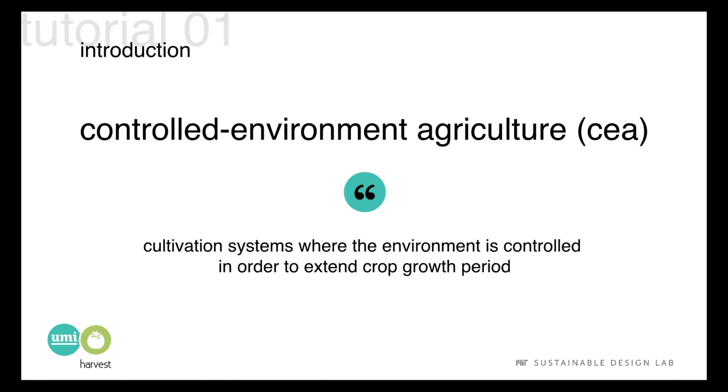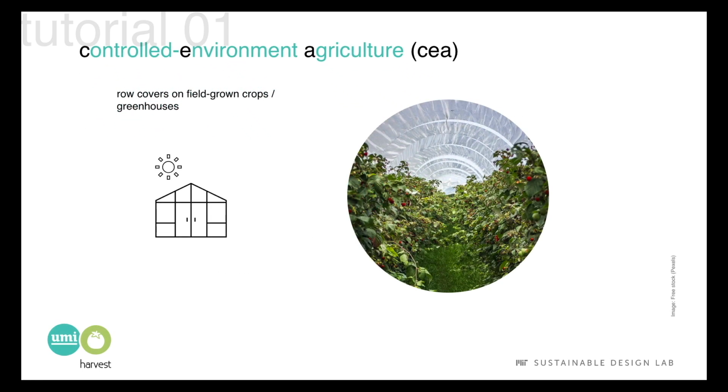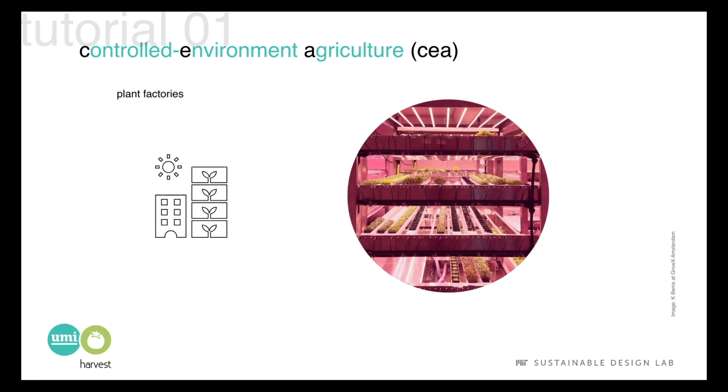Harvest models controlled environment agriculture, which is an umbrella term for a large set of cultivation systems where the environment is controlled in order to extend crop growth period. The scope of this designation is broad enough to include very low-tech systems such as row covers or greenhouses set on field-grown crops, but also fully conditioned indoor farms using soilless cultivation techniques and artificial lighting.